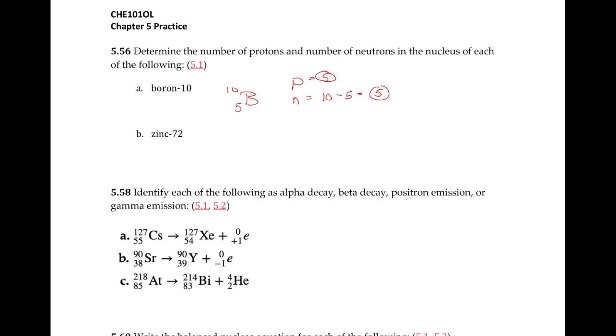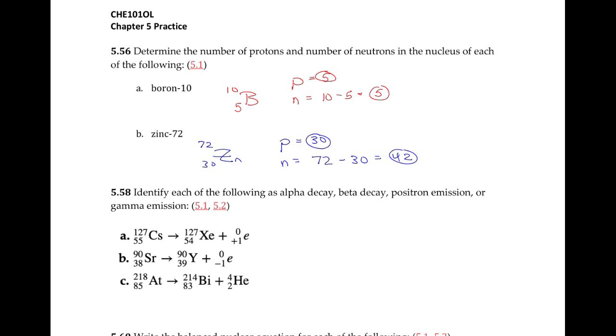Zinc 72, I go over to my periodic table. I see that zinc is element number 30, and my mass number is 72. Just like before, the atomic number represents the number of protons, so I put 30. The number of neutrons I get from taking my mass number, 72, which is the sum of protons and neutrons, subtracting the number of protons, and I get 42. So there you go. I have 42 neutrons and 30 protons.